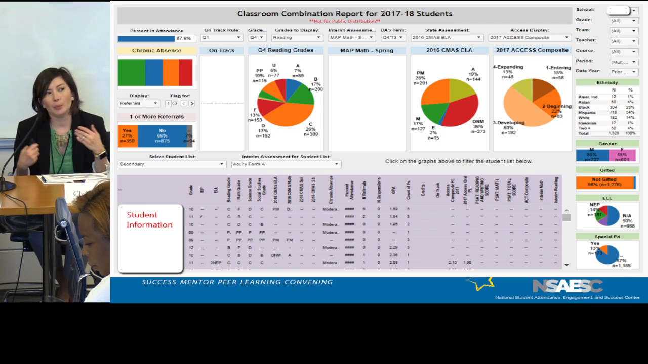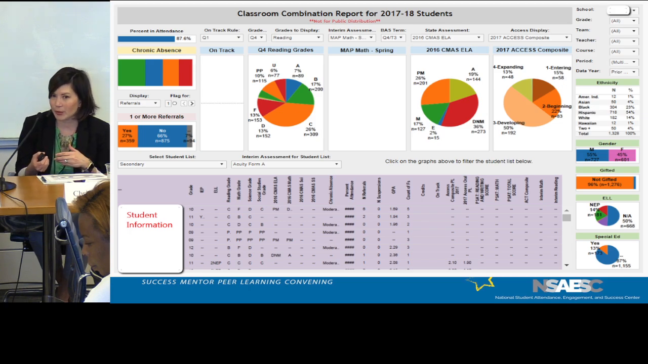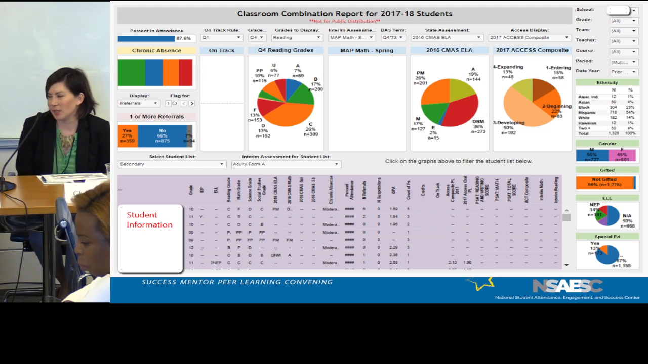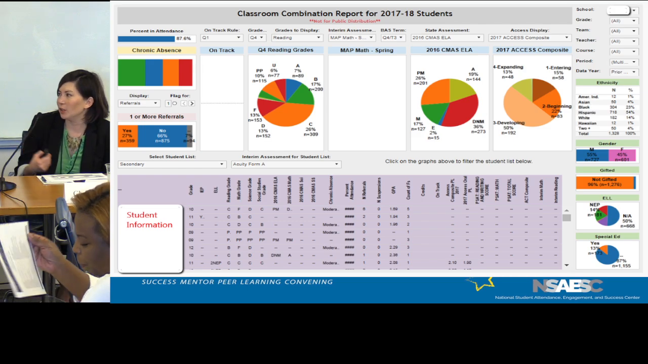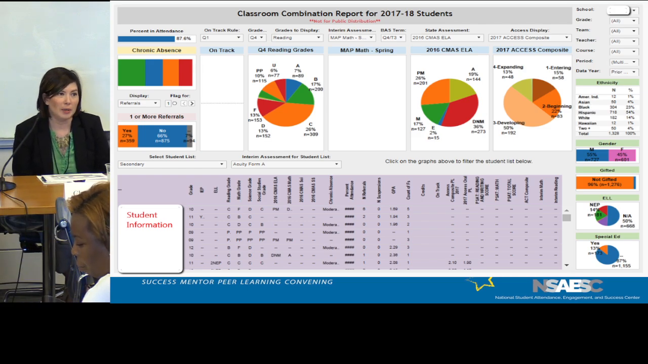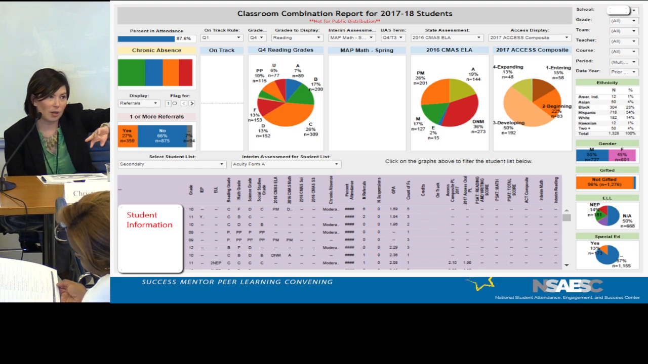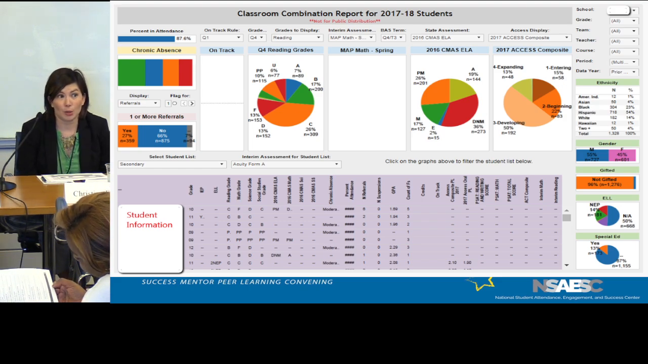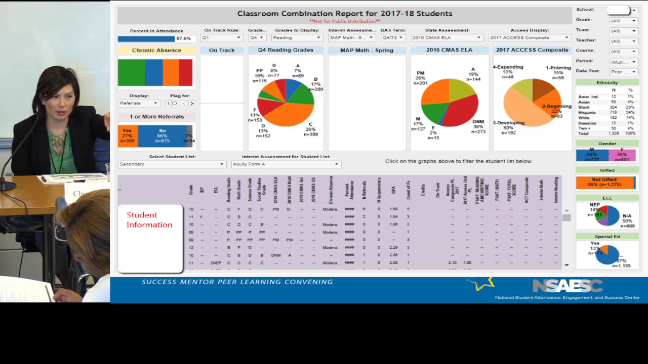And then because we have a pretty high population of English language learners, particularly in the earlier grades, we have ACCESS data, WIDA ACCESS data, which is English language proficiency or attainment of English language proficiency in there. And all of those charts then work as filters. So you can click on any pieces of those charts and filter down the student list. And we actually have two student lists in here.